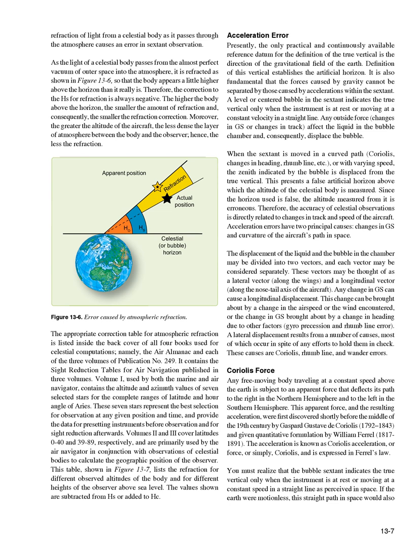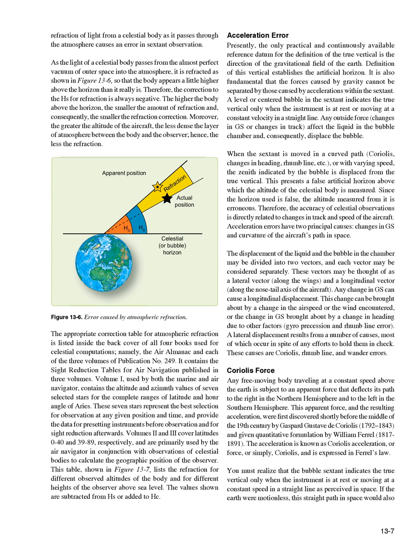Volume 1, used by both the Marine and Air Navigator, contains the altitude and azimuth values of 7 selected stars for the complete ranges of latitude and hour angle of Aries. These 7 stars represent the best selection for observation at any given position and time, and provide the data for presetting instruments before observation and for sight reduction afterwards.